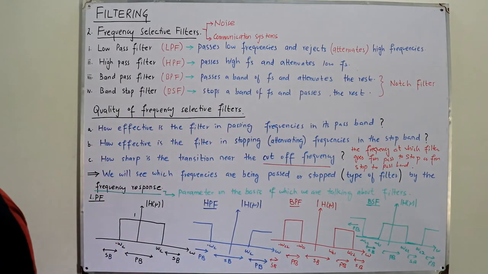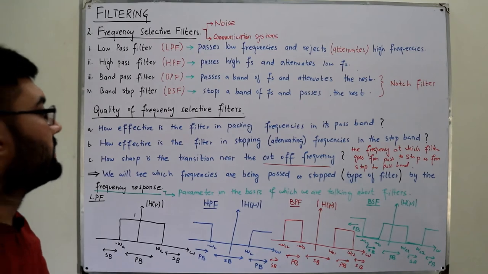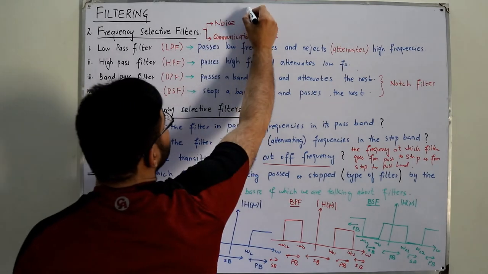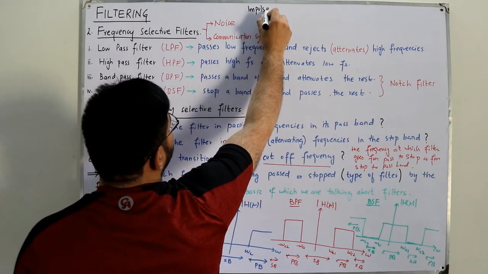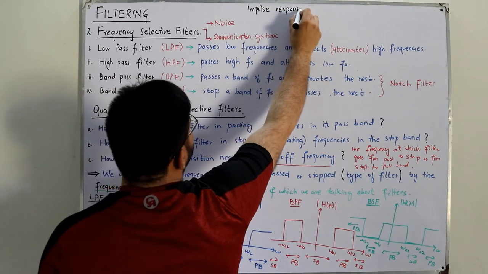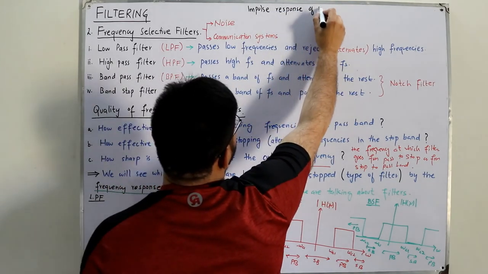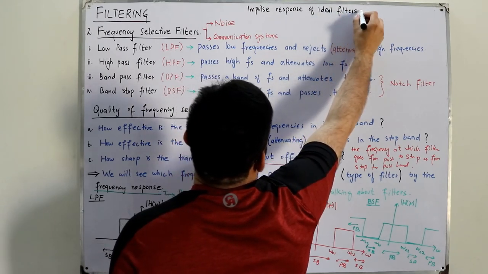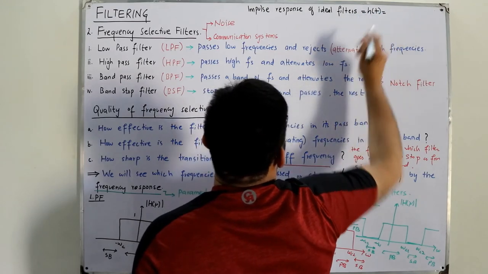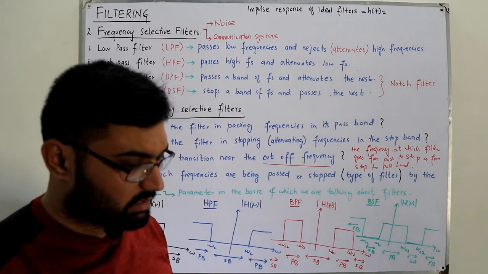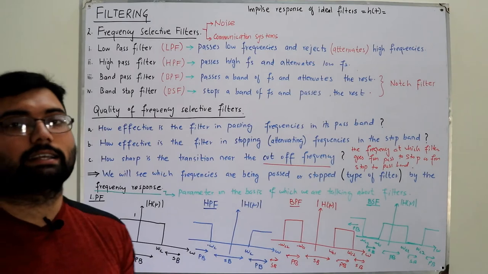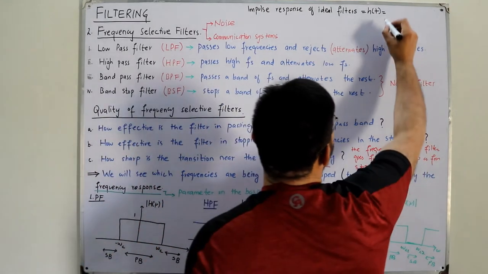Yes, you know it very well. Let me give the answer over there. This is the frequency response. If you check the corresponding impulse response of ideal filters, which is equal to h of t, what would this be? You know this again. Yes, it would be a sinc function. It would be a sinc function.